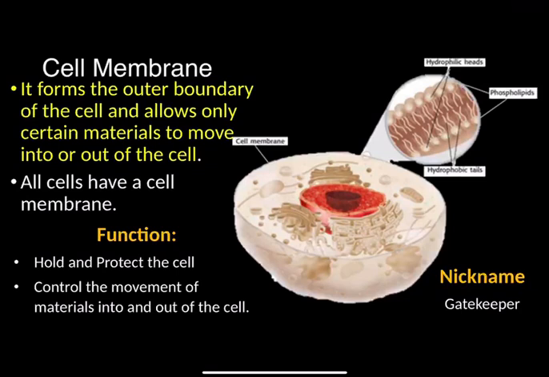The cellular membrane forms the outer boundary of the cell and allows only certain materials to move into or out of the cell. Basically, it is selectively permeable. All cells have a cell membrane. Their function is to protect the cell and to hold it all together. They also control the movement of materials into and out of the cell. We can nickname this the gatekeeper. Some things can enter and other things can exit, but not everything can.